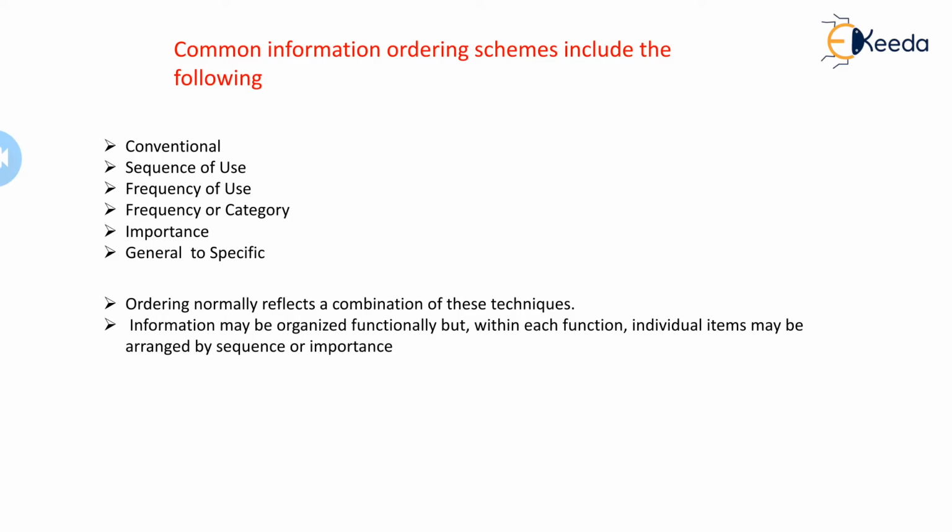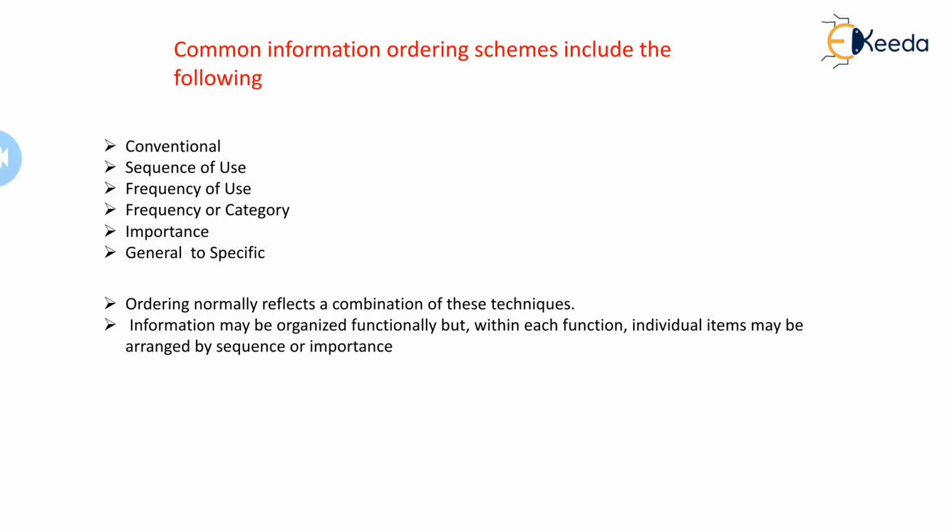I've explained this point earlier, that common information ordering schemes include the following: conventional, that means it is provided to everyone. Sequence of use, in what sequential manner you want to use your web pages, your interactive system, and so on. Frequency of use, the frequency or category you have chosen to display. Then importance and general to specific. So ordering normally reflects a combination of these techniques.